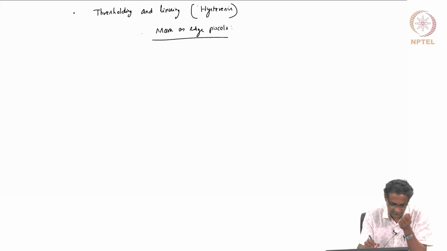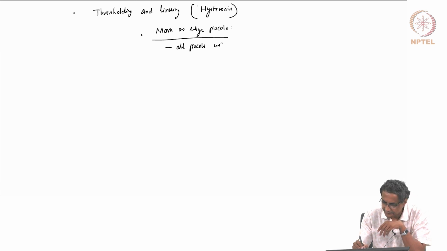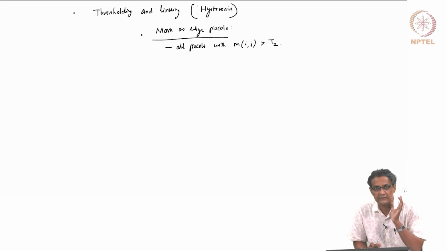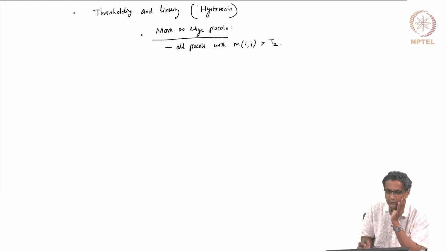I think this is the first step. Mark as edge pixels all pixels with Mij, which is the magnitude of the gradient at i comma j, greater than some threshold T2. Now this is like a hyperparameter. You have to select it. There is no straightforward way to arrive at it, because depending upon how you choose T2, you might end up with either a little more edges than what you want or a little fewer than what you want. This is a hyperparameter T2.